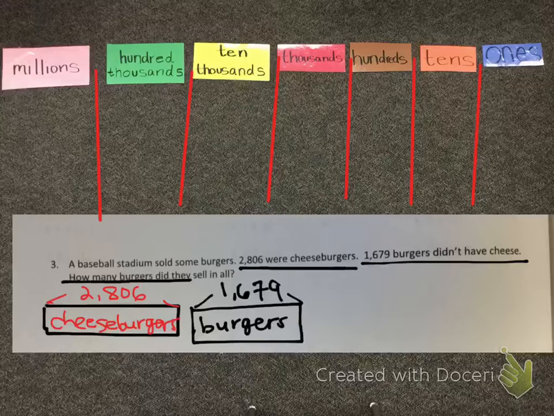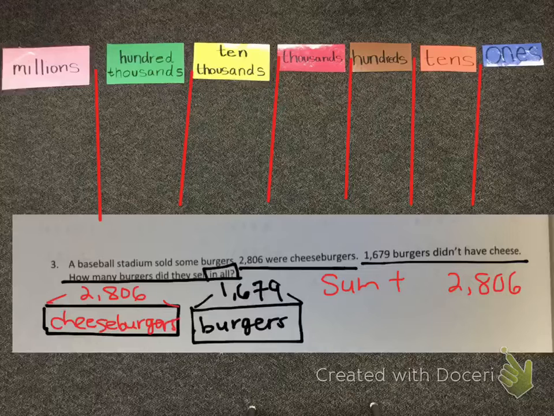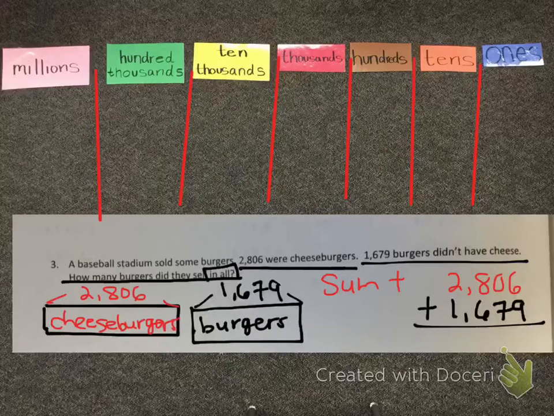Okay. In all. So it looks like they want us to find the sum, which is addition. Excellent. So let's line these two up. 2,806 plus 1,679.